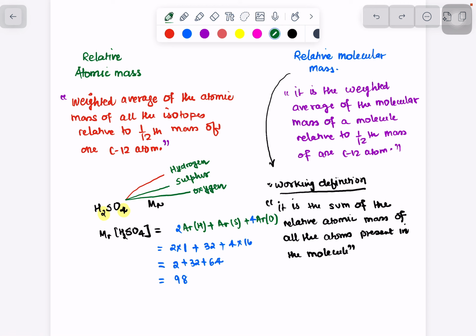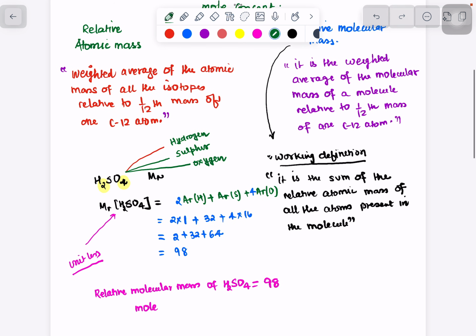If you say only molecular mass, then it will have a unit. So the molecular mass of sulfuric acid is 98 gram per mole, whereas relative molecular mass is unitless. So the relative molecular mass of sulfuric acid will be 98, whereas the molecular mass of sulfuric acid will be 98 gram per mole. That's how we calculate the relative molecular mass or the molecular mass of sulfuric acid.